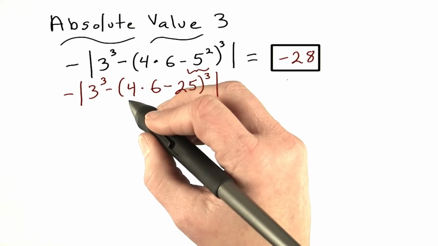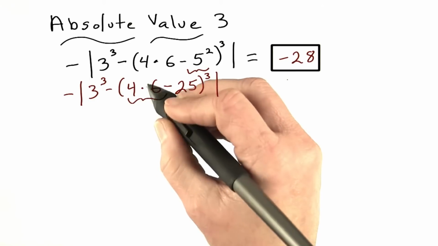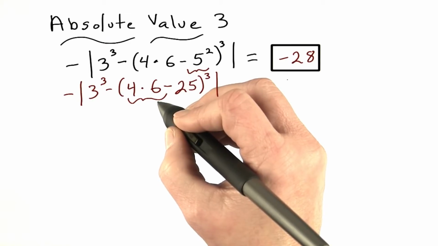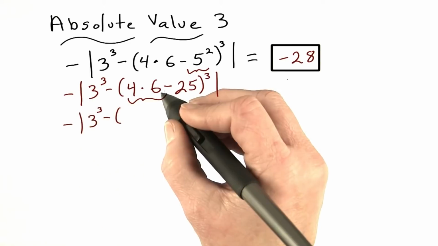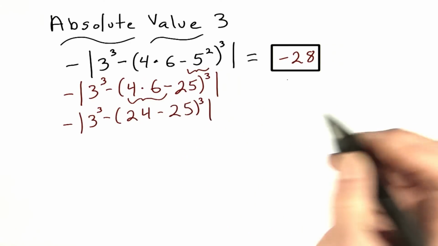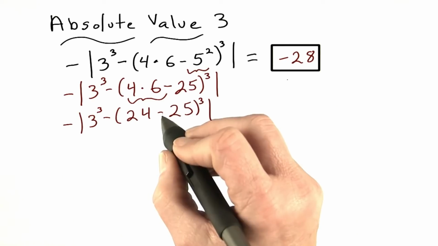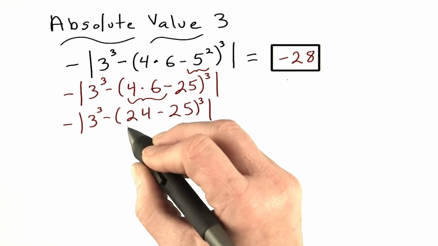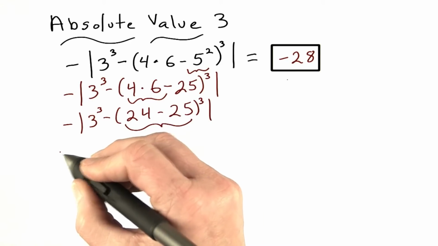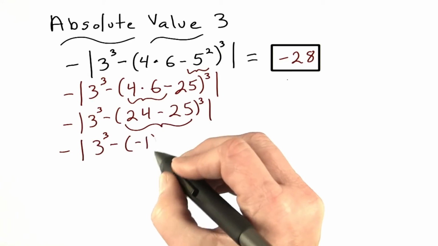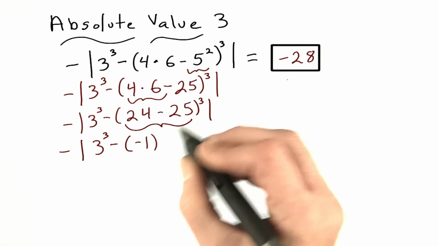The next thing I can do is evaluate multiplication and division. There's only one multiplication inside the parentheses, so let's evaluate that and copy everything else down. 4 times 6 is 24 minus 25, and I have to cube that, and I still have my absolute value. Since there's one more operation inside these inner parentheses, I have to do this operation before I can do anything else. And remember to copy everything else down. 24 minus 25 gives me negative 1. And I have to raise negative 1 to the 3rd power.